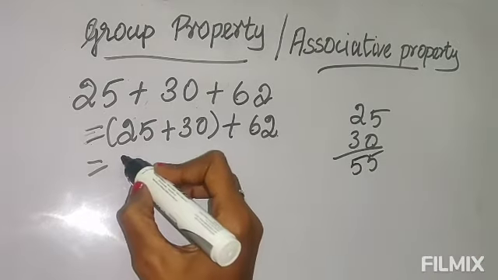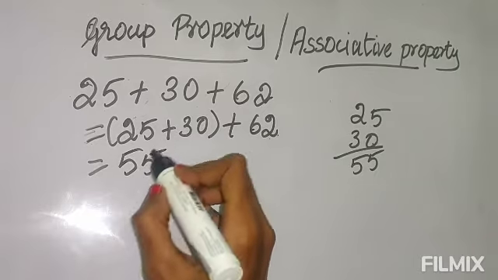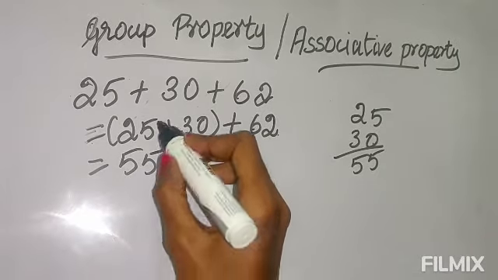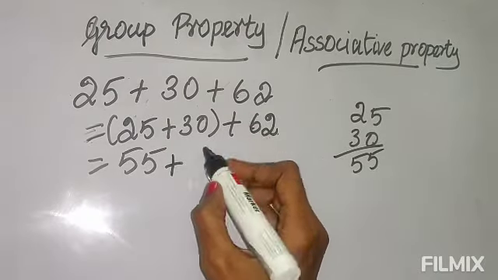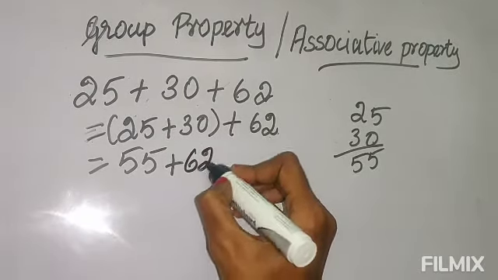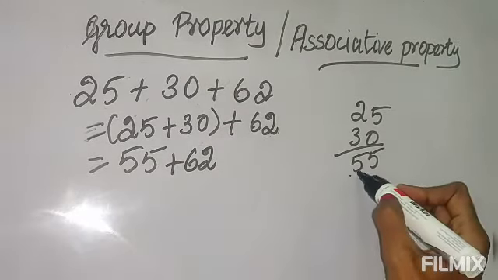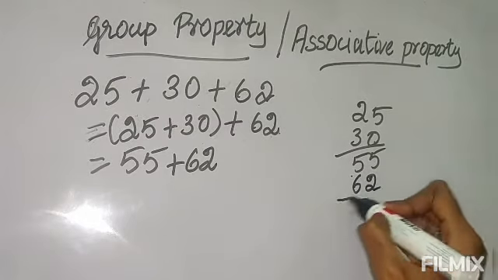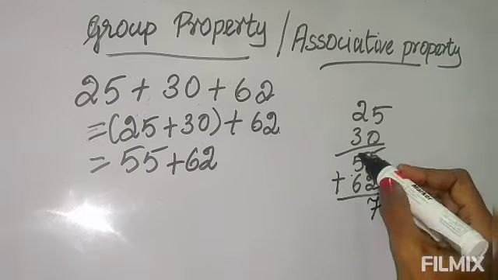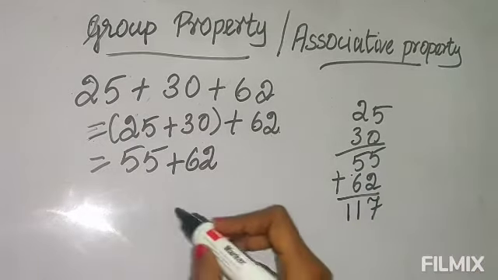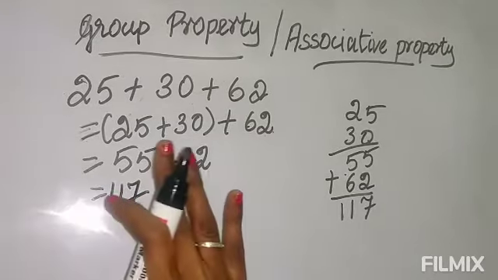So if you add, you will get 5 plus 0 is 5, 2 plus 3 is 5. So when you add what you put inside the bracket, you are getting 55. This answer you have to add with the third number, what is outside the bracket. That is 62, with that you have to add. So with the sum 55 you are adding the third number 62. When you add, you will get 5 plus 2 is 7, 6 plus 5 is 11. So the answer is 111. Okay, so this is one way we grouped and we have got the number.